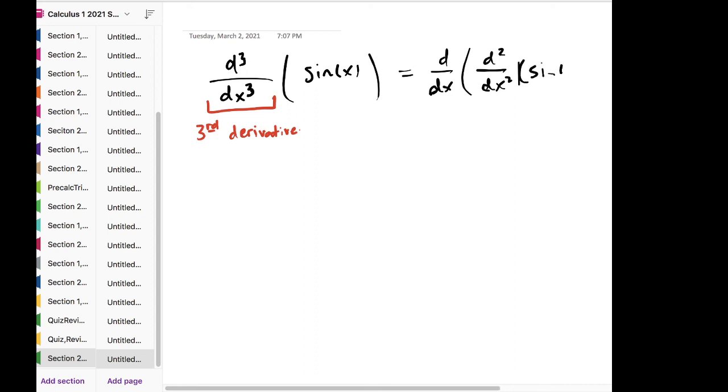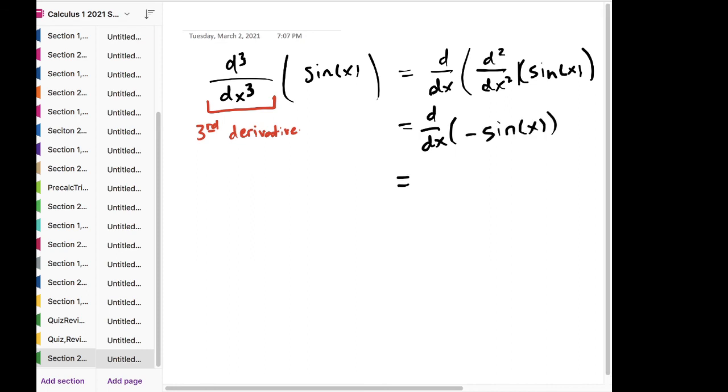So to find higher derivatives, if you know all the ones before, then you can always find the one right after. So what was our second derivative of sine? It was negative sine. So what is the next derivative? What's the derivative of negative sine? Negative cosine. Good.